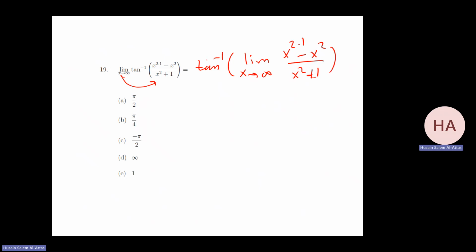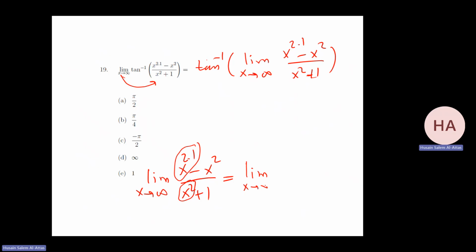But what is this limit? Let me do it here. Now the control is here, and the control is here. It's not the same degree, and it's not less, the degree of the numerator is more than the degree of the denominator. So I'll do it with the control.